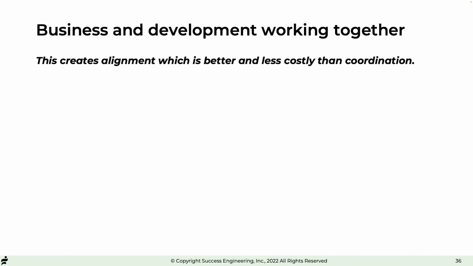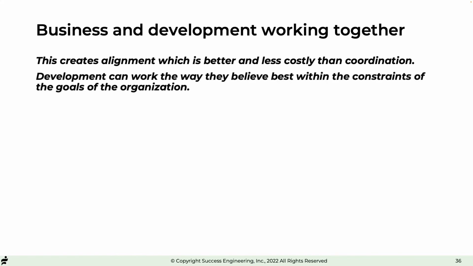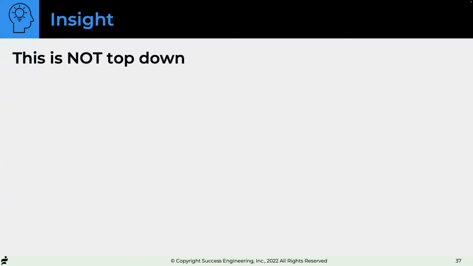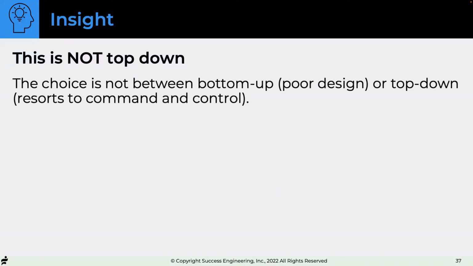So it says working together creates alignment. Development can work the best way within the constraints and goals of the organization. And it's important to recognize this is not top down. The choice is, I hear, between that and bottom up, which gives you a poor design. You do not build systems by putting together pieces that are preformed. The idea that you're going to get agile teams each working in the same way, I don't care if it's Scrum or Kanban, in the same way, it's not effective.